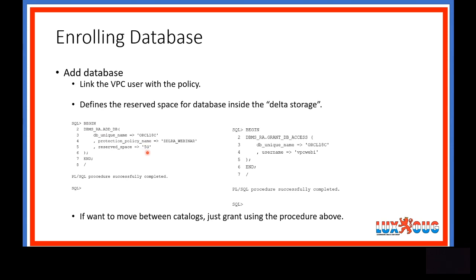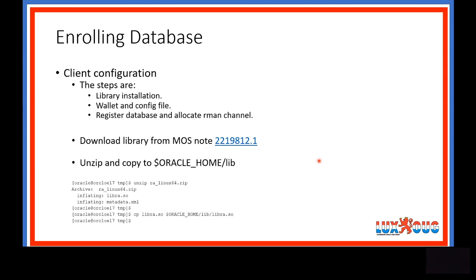20-25%, so you need to put something more there. If your database has 10 terabytes, you put 12 terabytes, 13 terabytes, so it's around 20%, 25%. So you register your database, and after you grant, you link your database with the username. You just go that. And if you want to move between catalogs, you just change the grant that you need to. You can change the catalog.